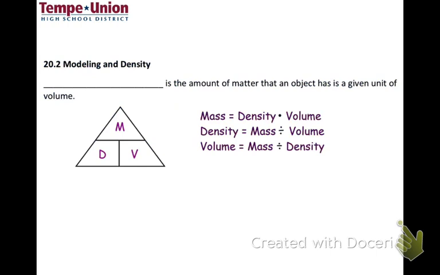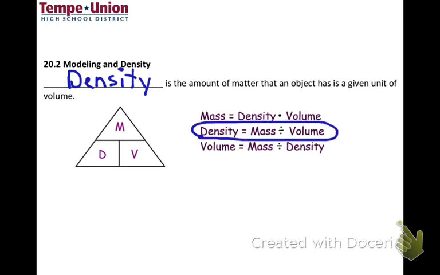All right, so first a definition. What is density? You probably learned it in your science classes already, but I'll just put it here. Density is the amount of matter that an object has given a certain amount of space or volume. So we would say the formula is density equals mass divided by volume.